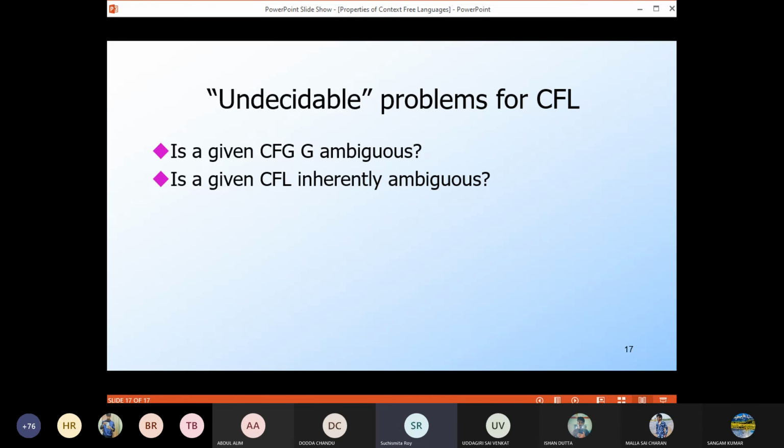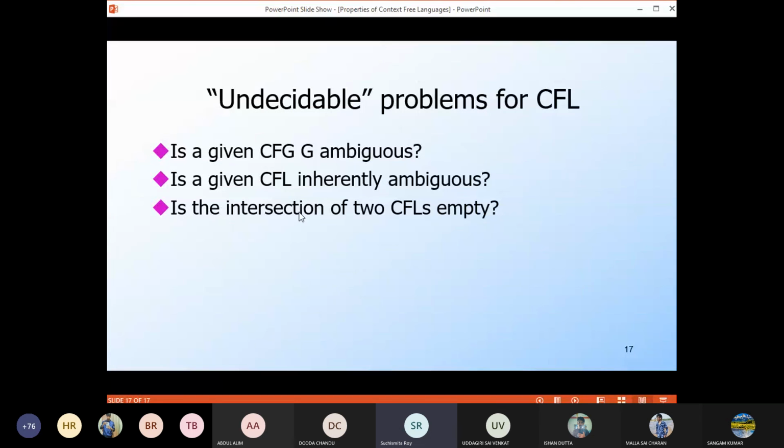A particular grammar might be ambiguous, but if there exists a language for which you can never find a corresponding non-ambiguous version of the grammar, then those languages are inherently ambiguous. And that is a smaller subset within CFL. Please remember that.